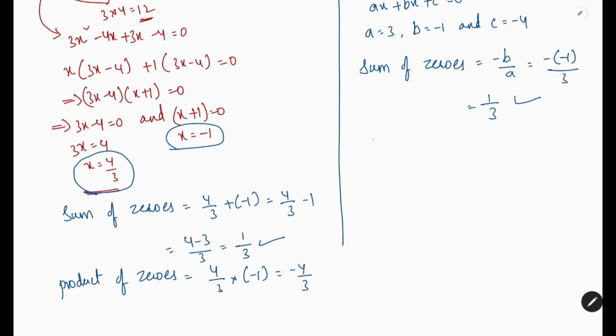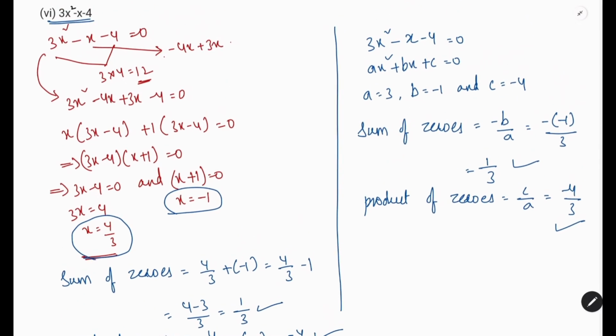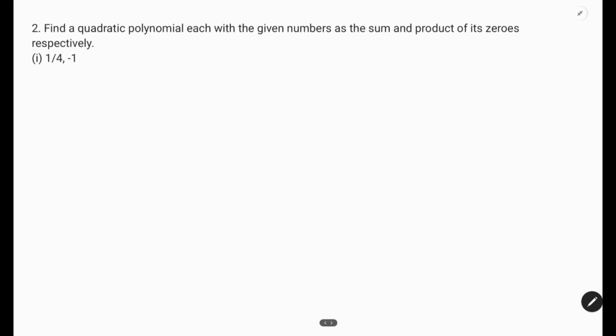Now product of zeros equals c by a. c is minus 4 by 3. Minus 4 by 3, minus 4 by 3. These two are same. Okay, next one.